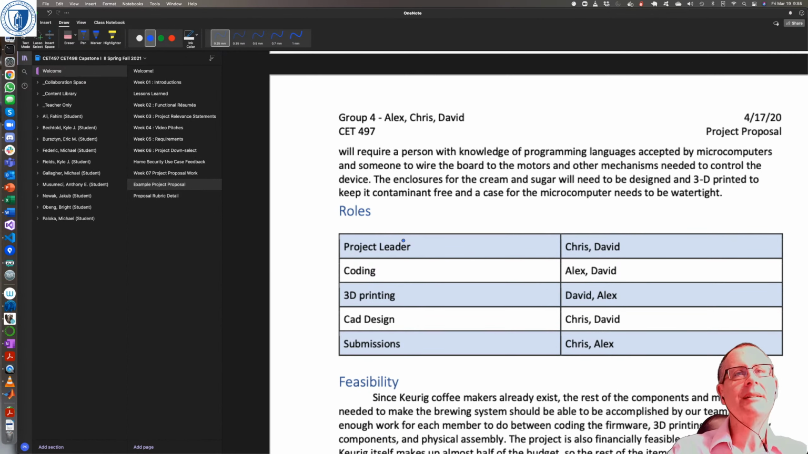And here's the stuff that they decided. The project lead alternated between Chris and David. David was the person who generated the idea, so he led it initially, and then I think Chris took over as they were grinding things out. Coding, 3D printing: they needed to make some mechanical parts, and they felt the best way to do that was by 3D printing them. In order to 3D print, you actually need to design stuff in CAD software, so they had to work together with that. And then it's always a good idea when you're submitting teamwork in Blackboard to know who is supposed to be submitting which assignment, right? So identifying the lead and backup submitters is a worthwhile thing to do.